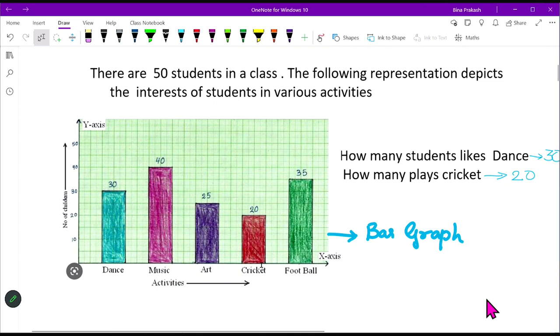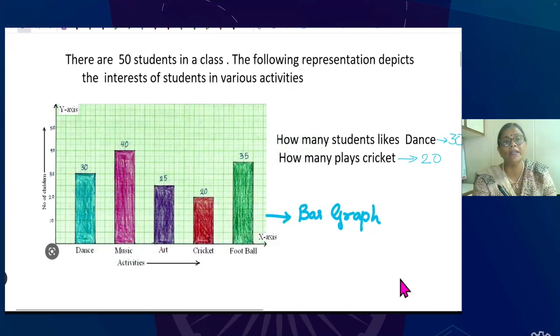Music. That is also very clear. Which activity is preferred lesser? Cricket. That is also very clear. And is there any activity which is very close? Yes, there are so many activities where students try to come close. That is, all these activities are preferred by the students. So all this information we can interpret through this graph.